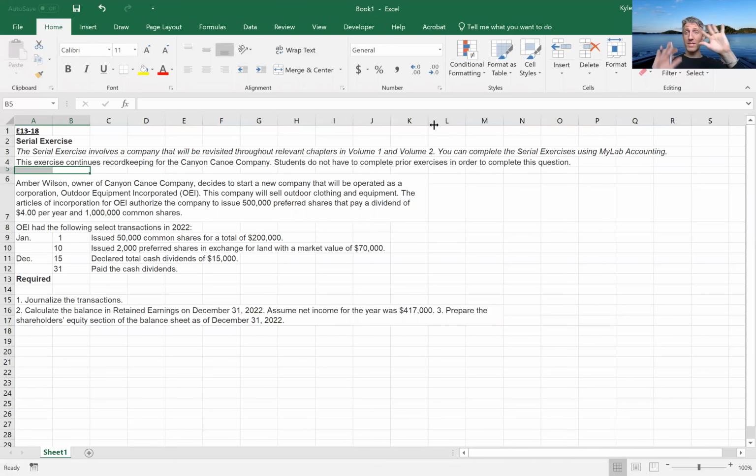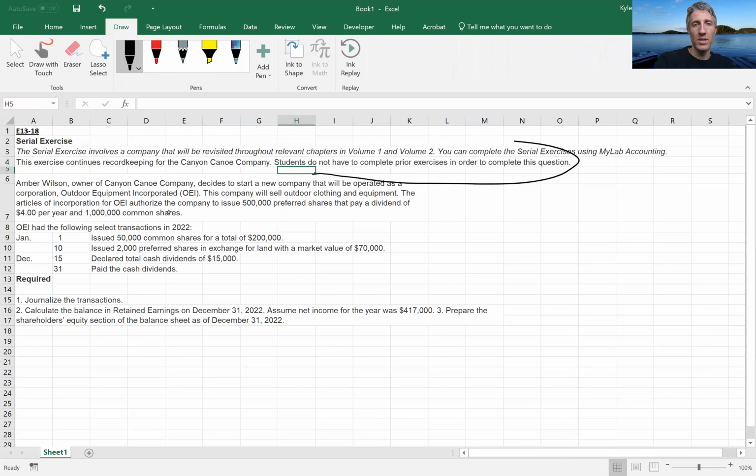Okay, welcome. My name is Kyle, and this is going to be an e-tutorial on how to solve problem E13-18 from the Pearson textbook. So this is a serial exercise, meaning that it continues throughout the entire book for Canadian Canoe Company, although you do not have to complete the prior exercises in order to complete this question.